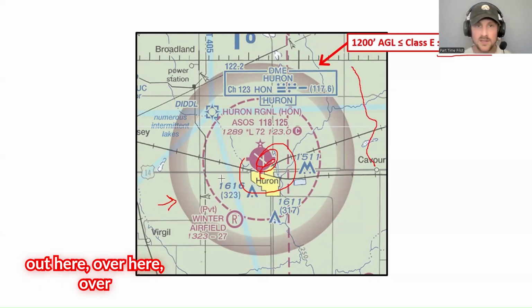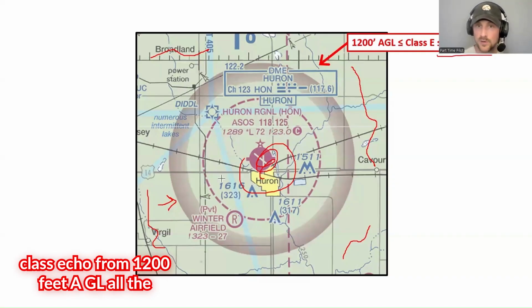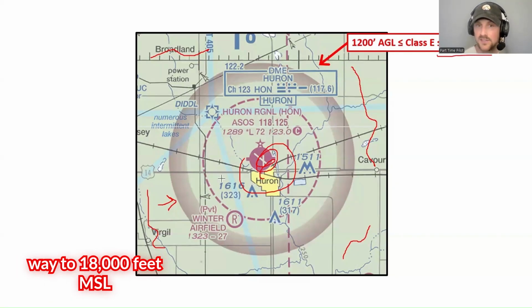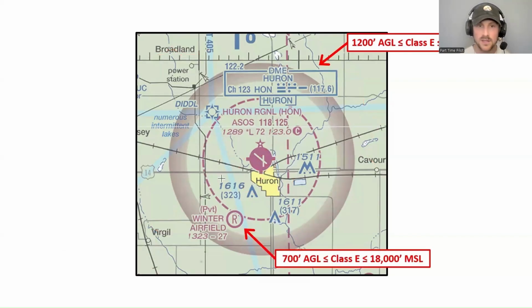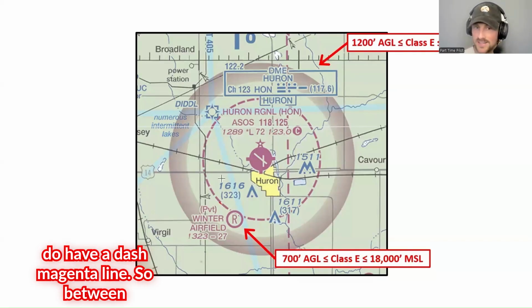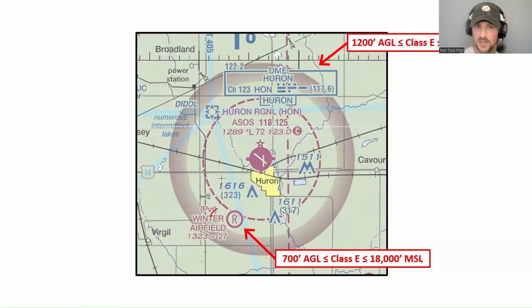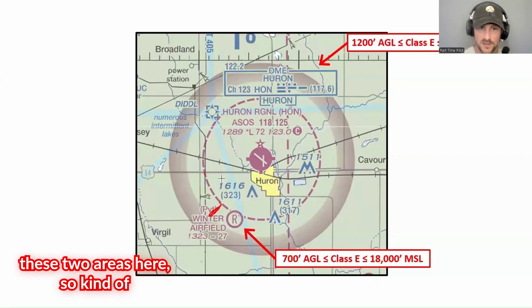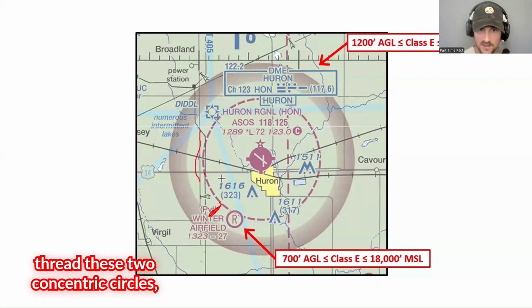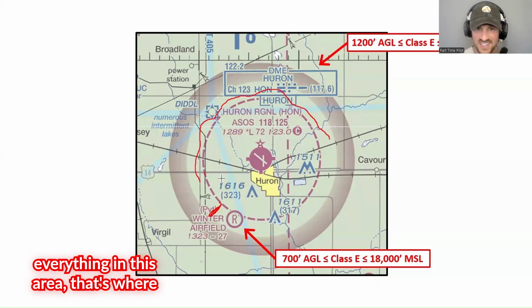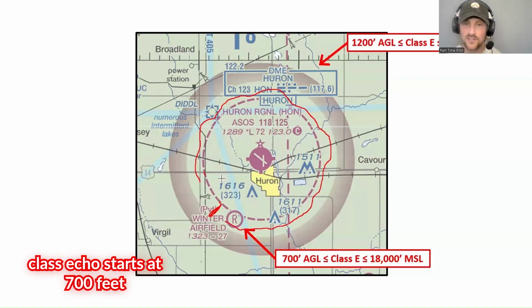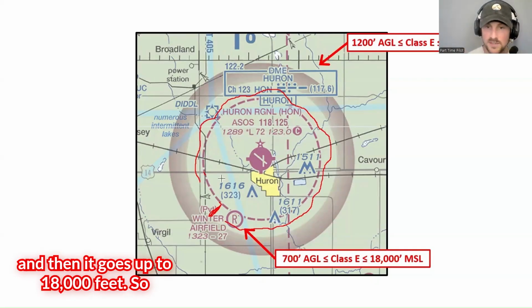So everything out here, over here, over here, and over here, that's Class Echo from 1,200 feet AGL all the way to 18,000 feet MSL. Now inside, we do have a dashed magenta line. So between these two areas, if we thread these two concentric circles, everything in this area, that's where Class Echo starts at 700 feet, and then it goes up to 18,000 feet.